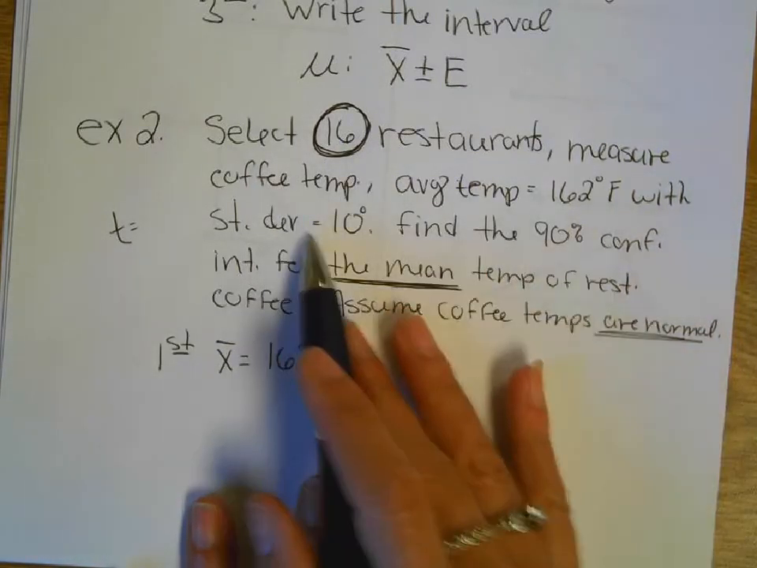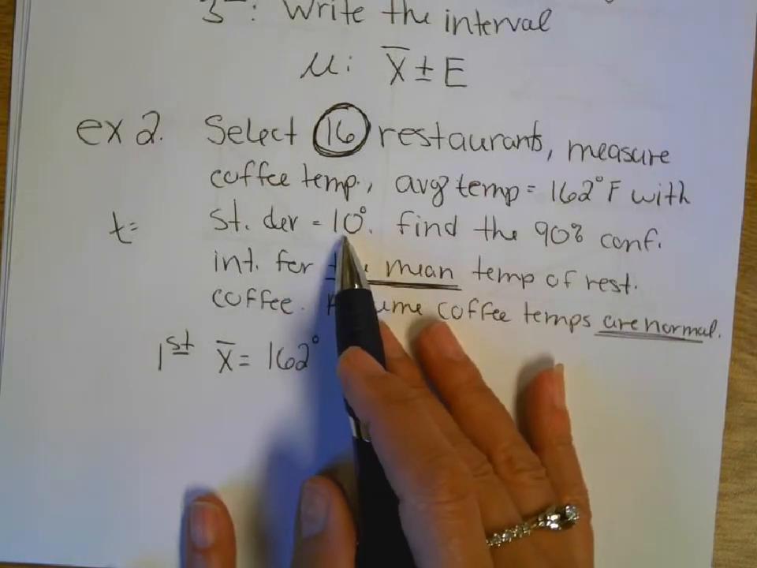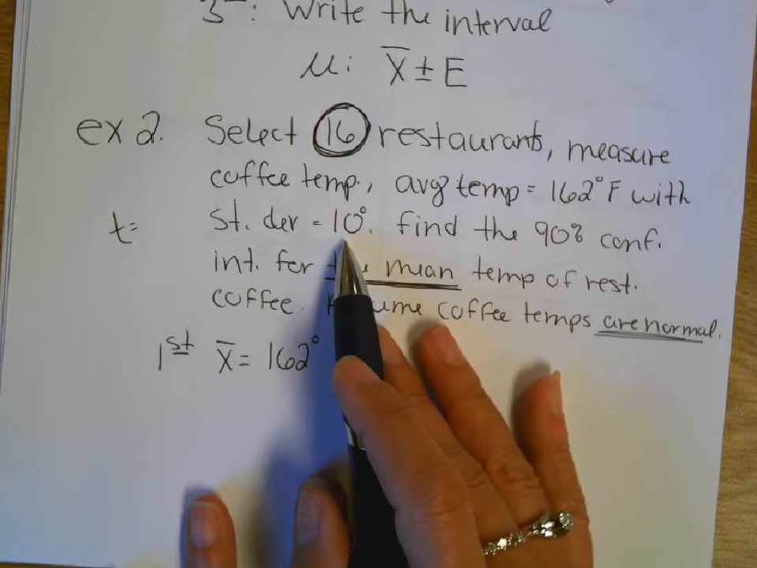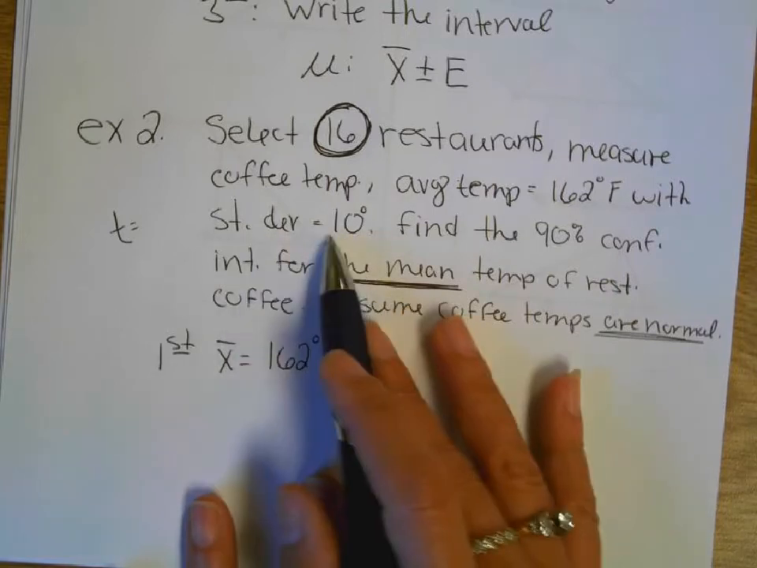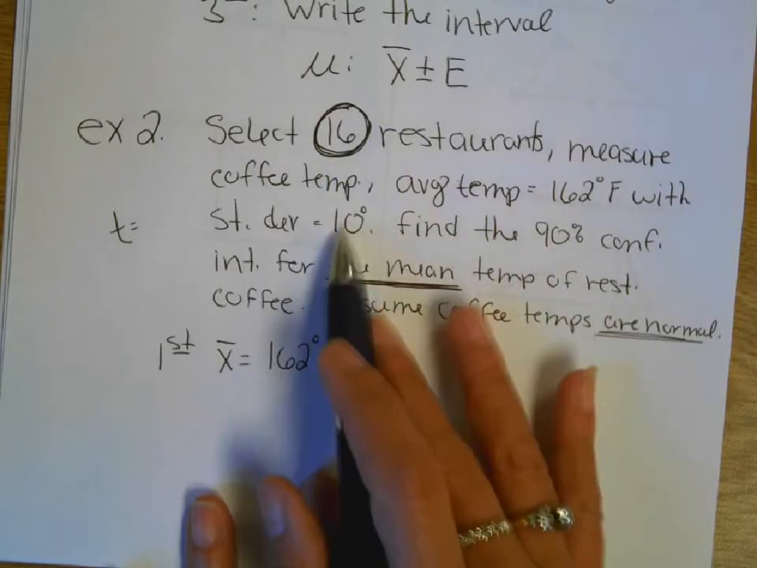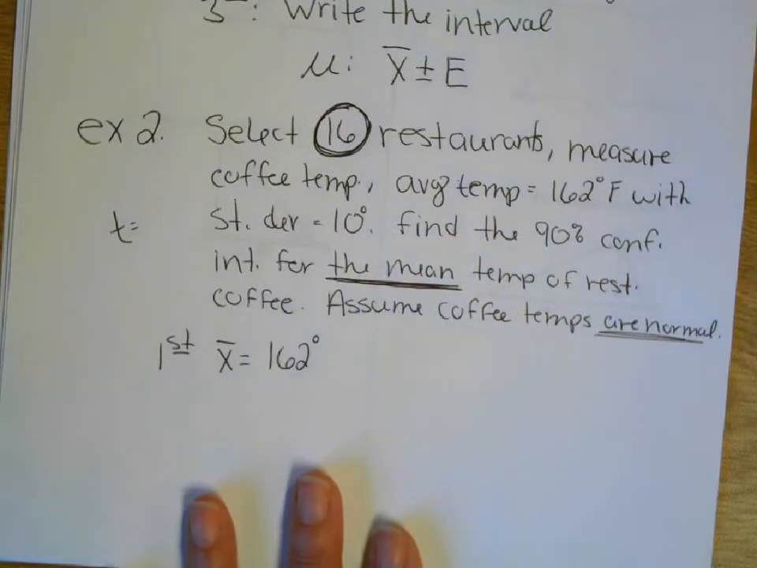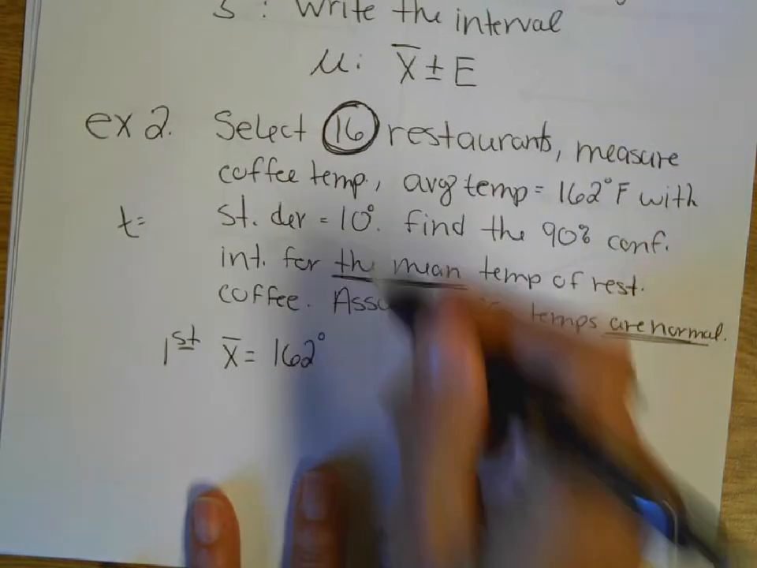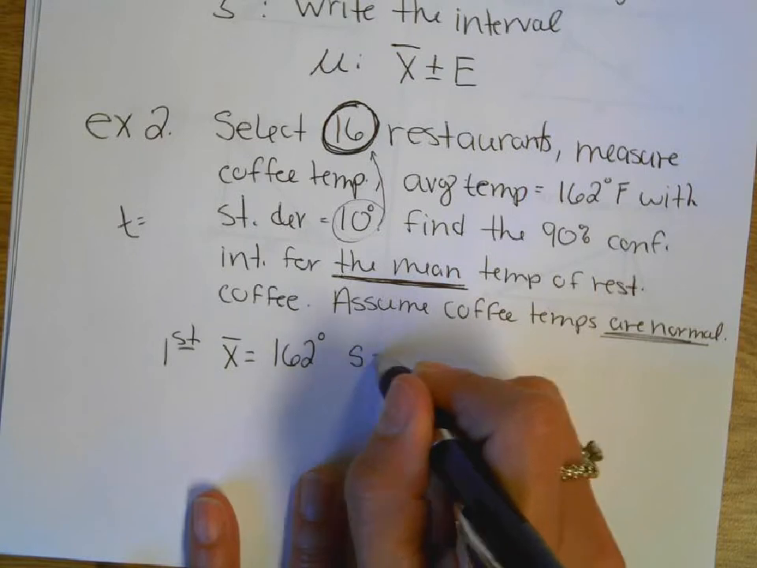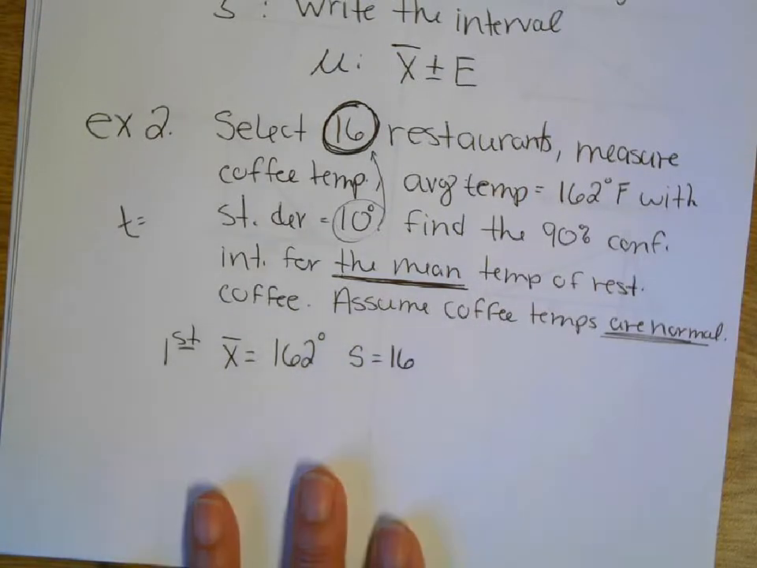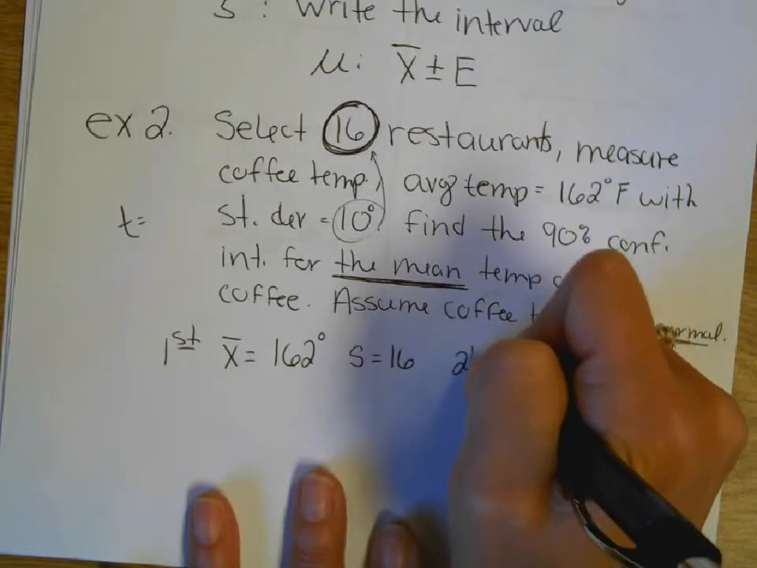Okay, this standard deviation, is that S or is that sigma? It does make a difference that you know that. Is this referring to the sample of 16 or is this referring to the entire population of all coffee temperatures from restaurants? It is referring back to the sample. This is an S. Okay, first step's done.